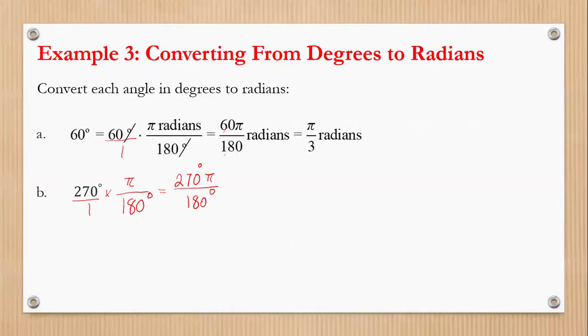We can cancel one zero from each number, so we will have 27 pi over 18. Can we cancel? Yes, we can divide both numerator and denominator by 9. And if we divide them by 9, we get 3 pi over 2. So we have 3 pi over 2 radians.